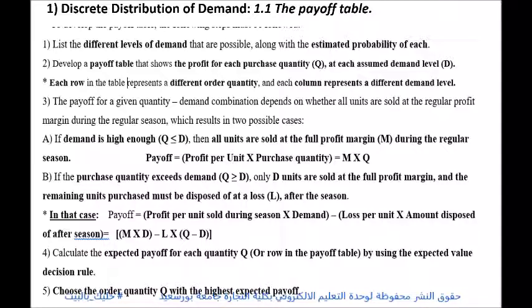Before I give you an exercise for this method, I would like to confirm some points. Letter D stands for demand, Q for purchase quantity, M for profit margin, which equals price minus cost, and L for loss margin, which equals cost minus salvage value.